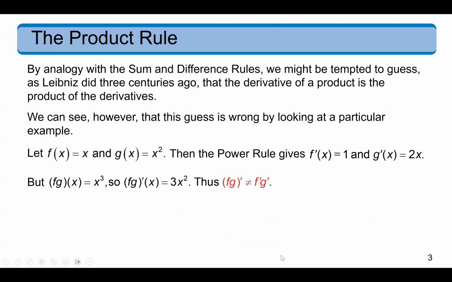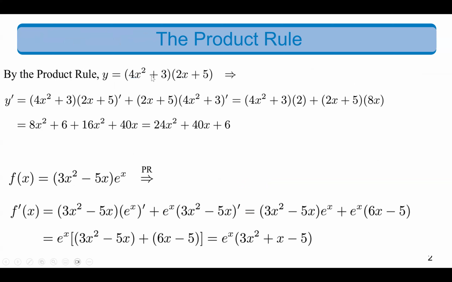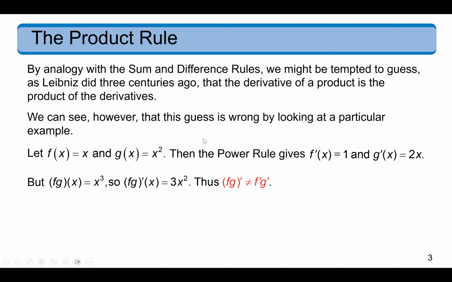Now let's go through the rules. Here we say by analogy with the difference and also the sum rules, we might be tempted to guess, as Leibniz did three centuries ago, that the derivative of a product is the product of the derivatives, which is wrong. As we saw in the examples here, we cannot say the derivative of (4x squared plus 3) times (2x plus 5) is the derivative of 4x squared plus 3 times the derivative of 2x plus 5, more or less like the sum and difference rule.